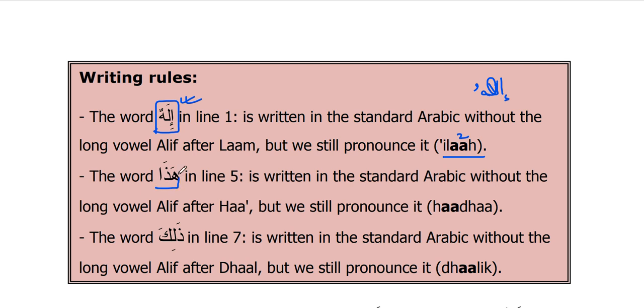So these are all writing rules for these special nouns. And for hadha, as I have already explained, it's written with ha and alif, but there is no long vowel after the ha, but it's still pronounced as "haadha", as if there is a long vowel in between. These are all writing rules. And dhalika, same, we read aloud as "dhaalika", so it looks as if we are reading an alif, but we don't write the alif long vowel after the dal. So these are all writing rules.